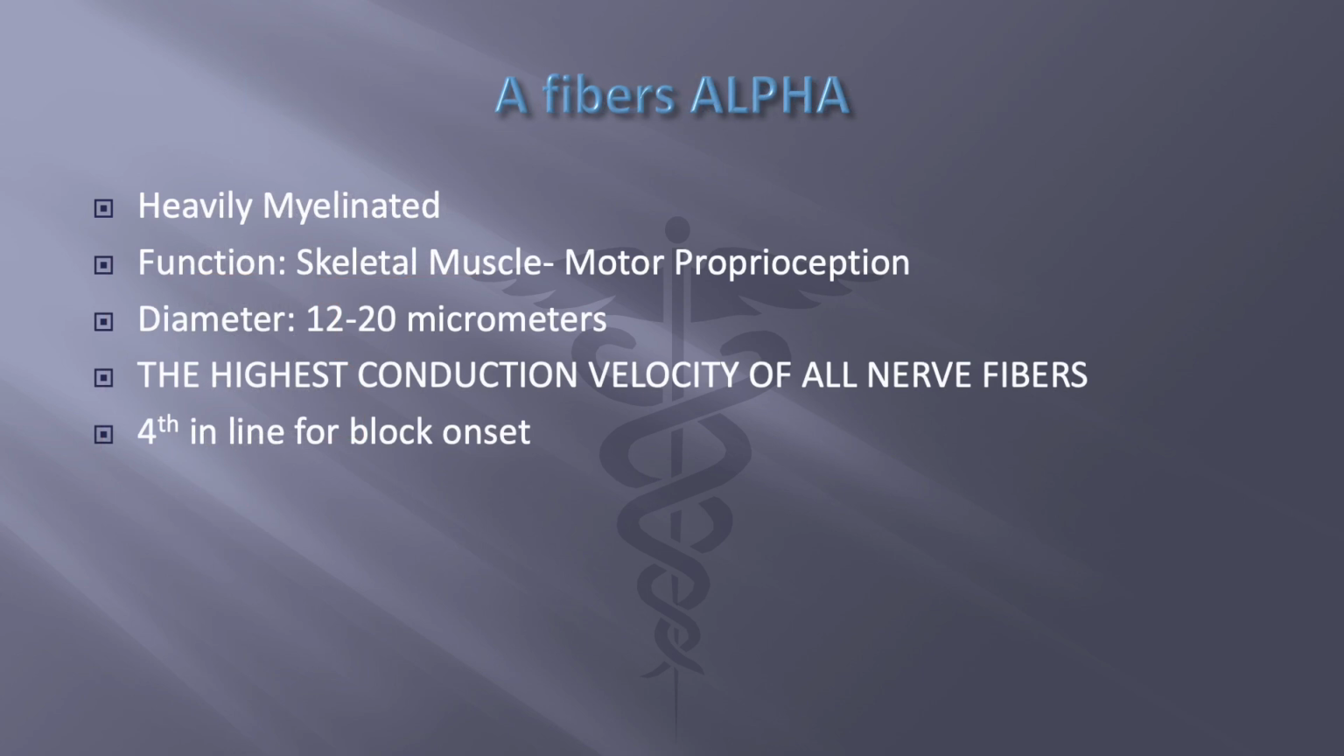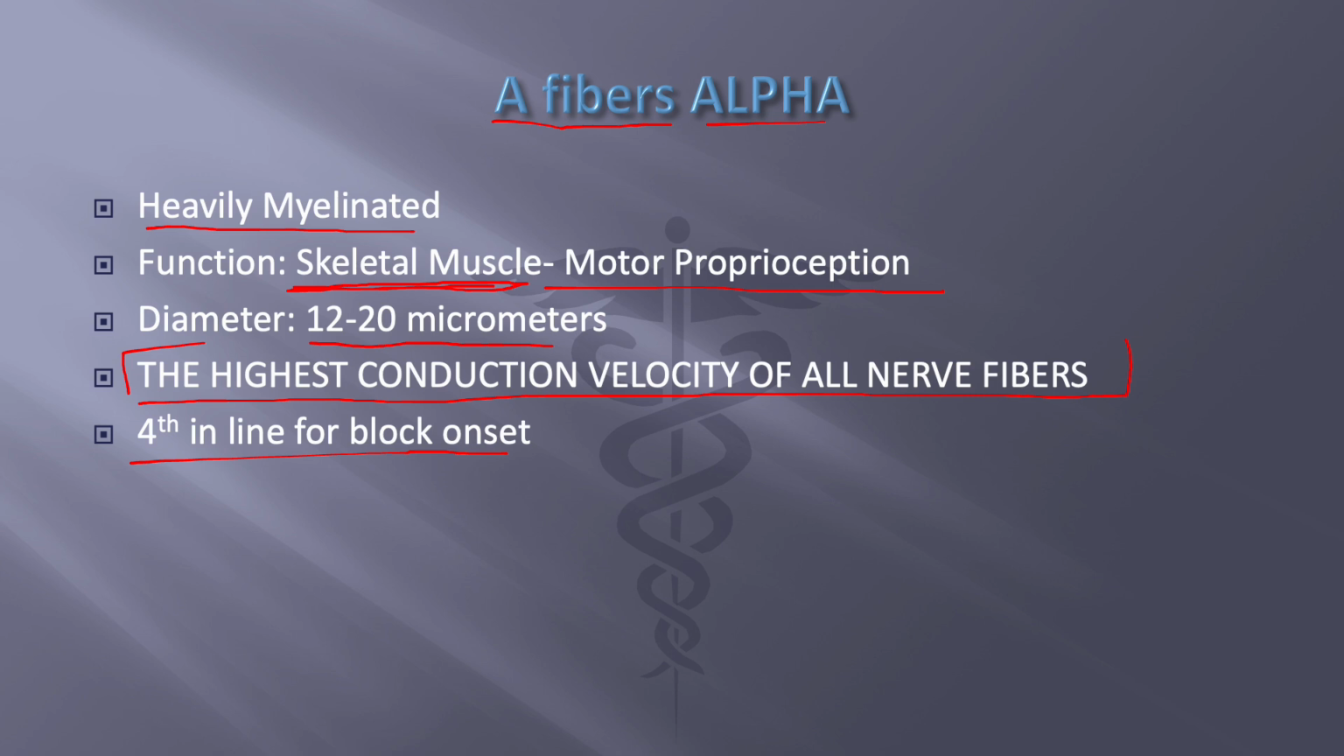So starting off with the big dogs, A fibers, the alpha subtype. Okay, they are heavily myelinated. All right, their function is to control skeletal muscle and motor proprioception. Diameter is 12 to 20 micrometers. They have the highest conduction velocity of all the nerve fibers. Okay, this means they are 4th in line for block onset.